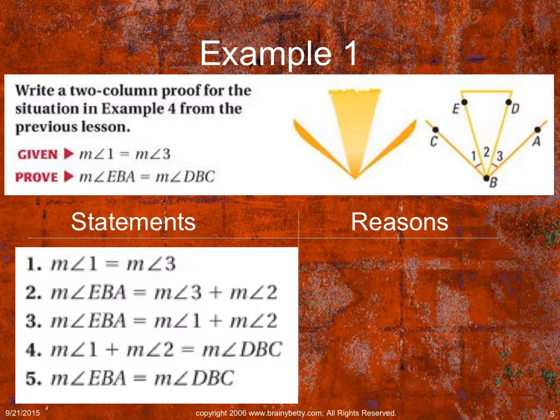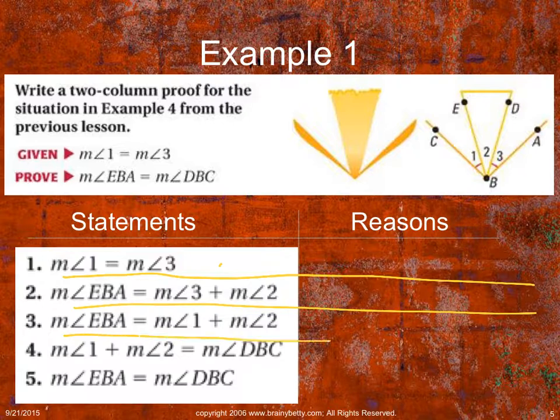So I'm just going to give myself some little lines here so I can separate them, that there's going to be my first reason, my second reason, my third reason, my fourth reason, and my fifth reason. Okay, a proof will always have these two things.